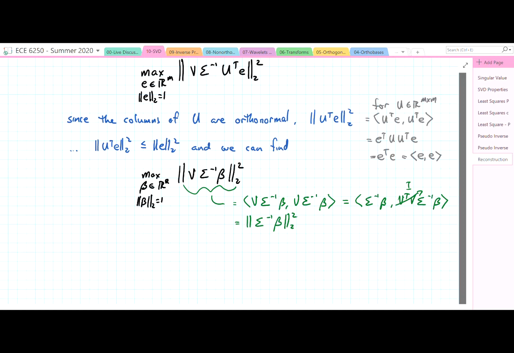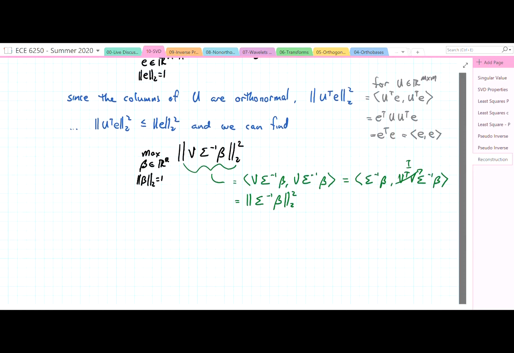Okay, well, we're getting closer. When is this going to happen? Since the norm of beta is equal to 1, and since sigma is diagonal, the maximum will be achieved when beta has a 1 in the position corresponding to the largest value in sigma inverse.